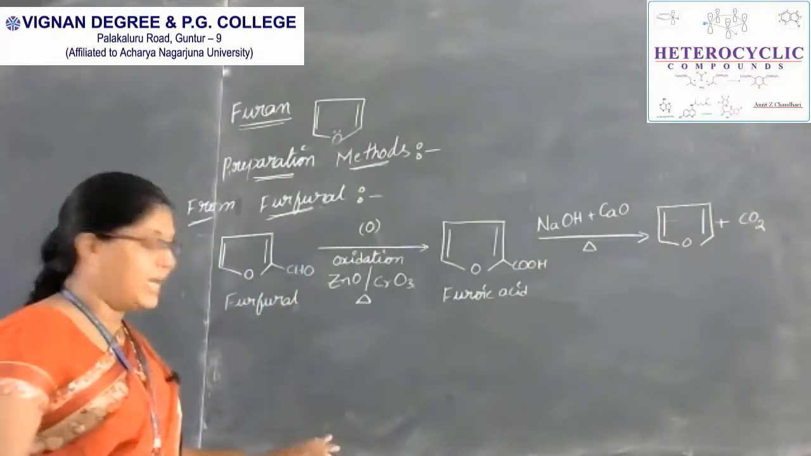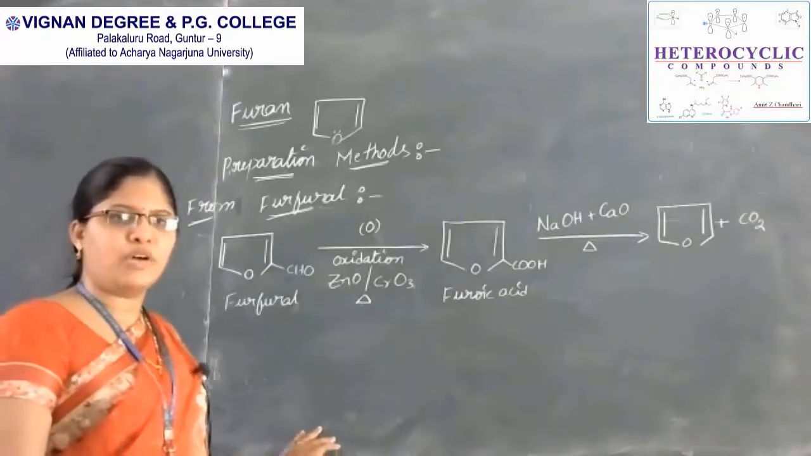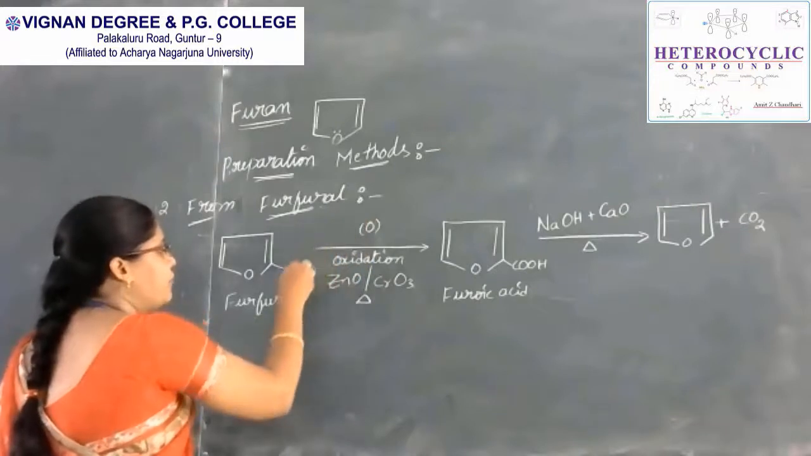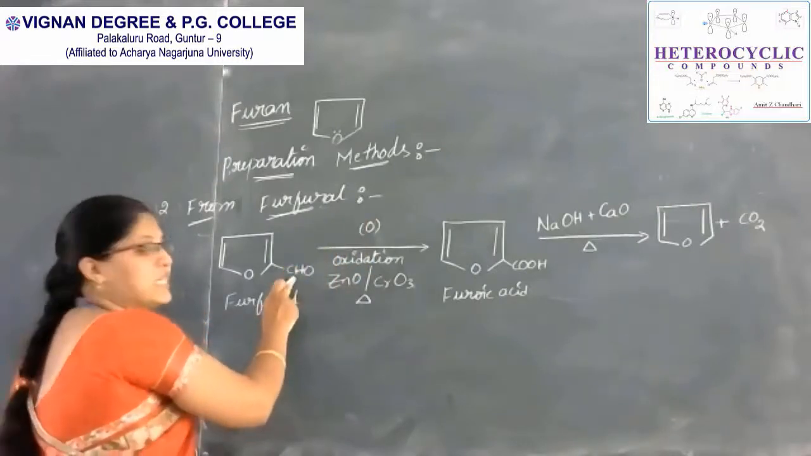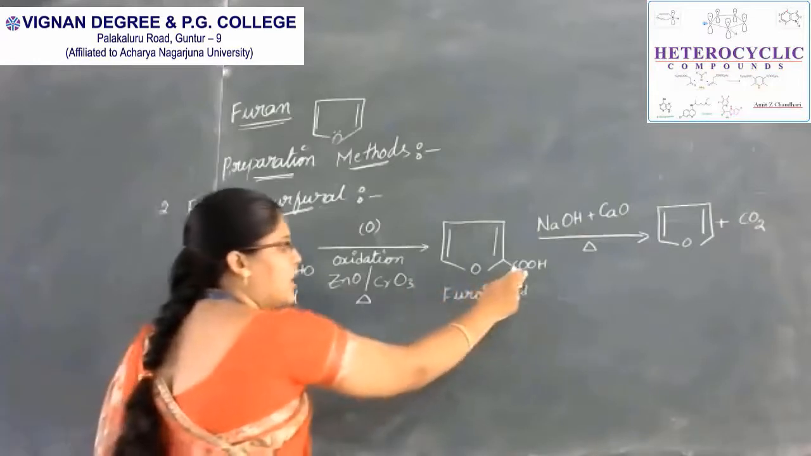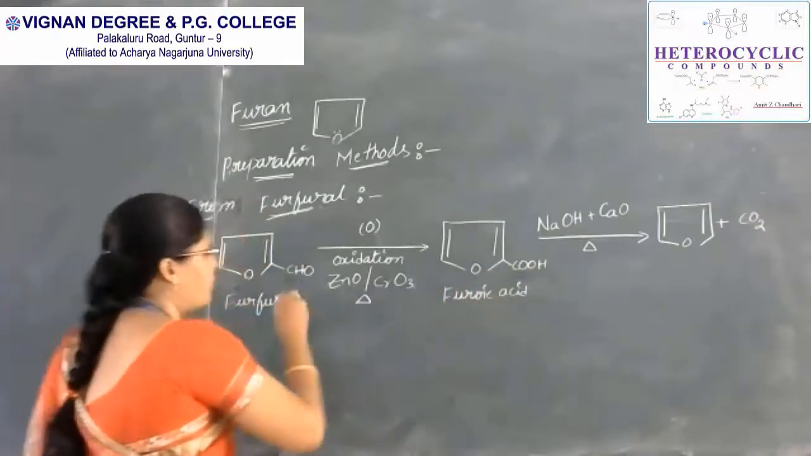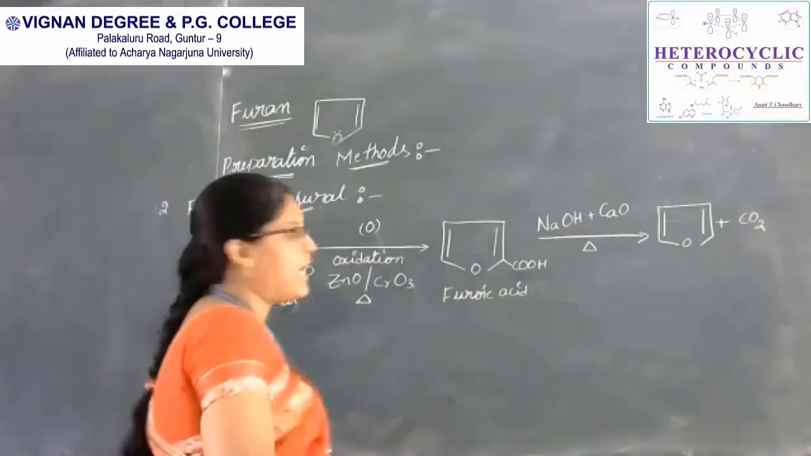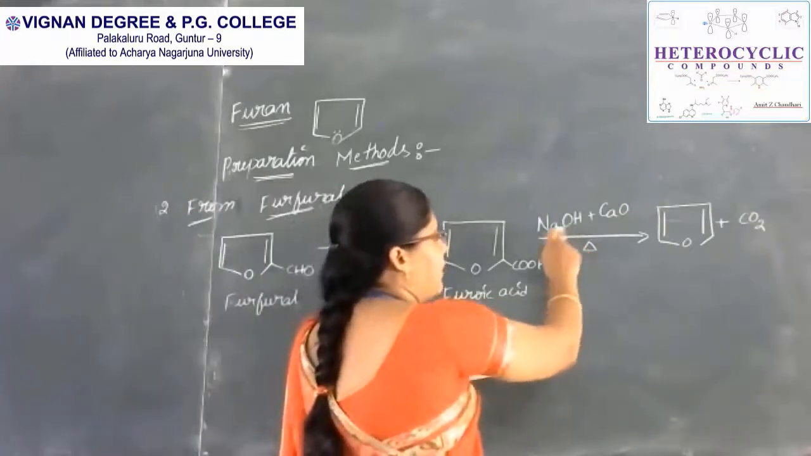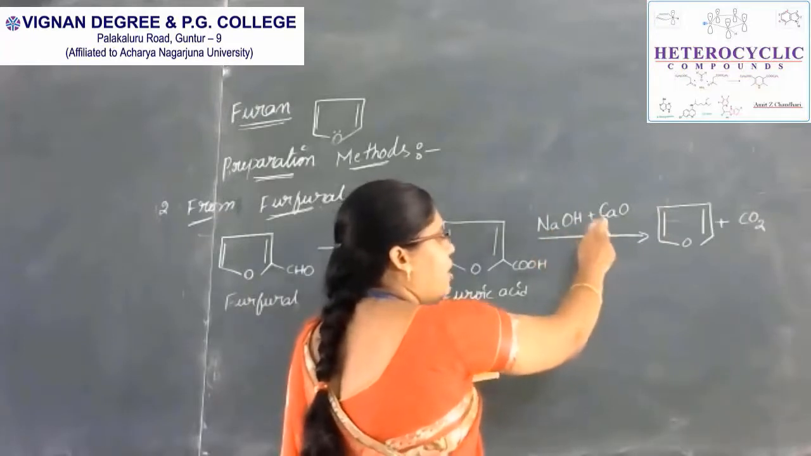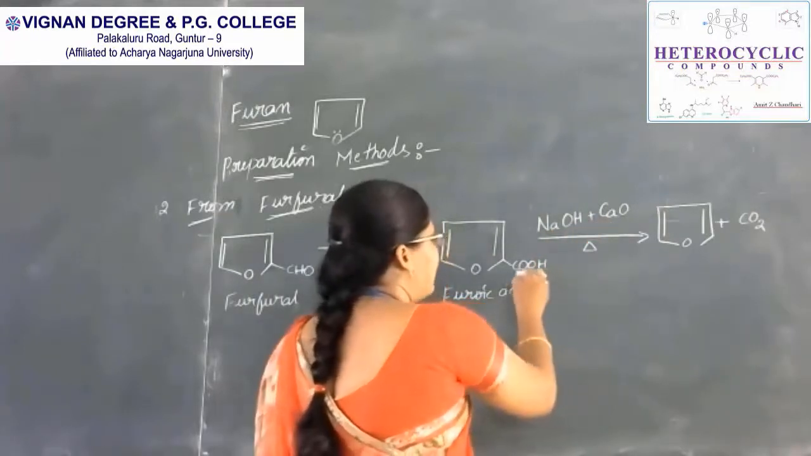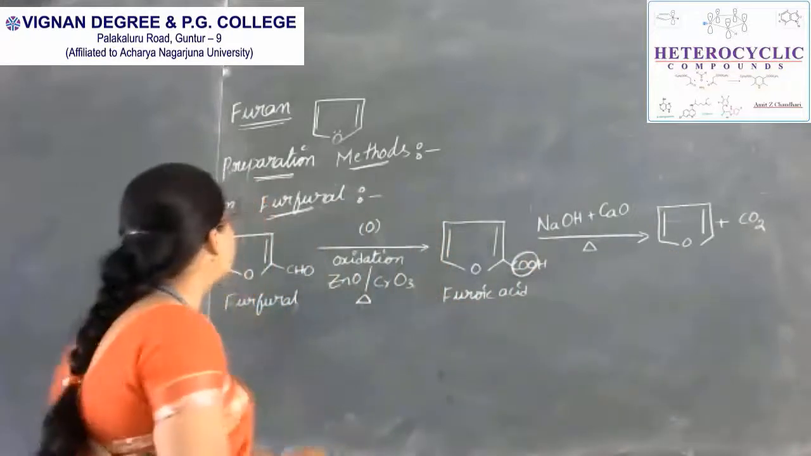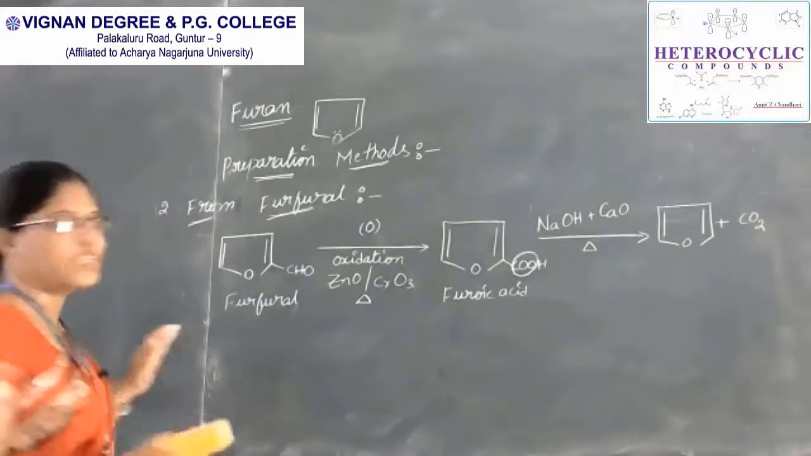Oxidation means addition of oxygen or the removal of hydrogen atom. In this we are adding one oxygen atom to this formyl group, and this formyl group is converted into acid group, that is a COOH group. This is called furoic acid. Furoic acid reacts with soda lime, that is sodium hydroxide with calcium oxide. Soda lime eliminates CO2 and it is converted into furan. This is the second preparation method.